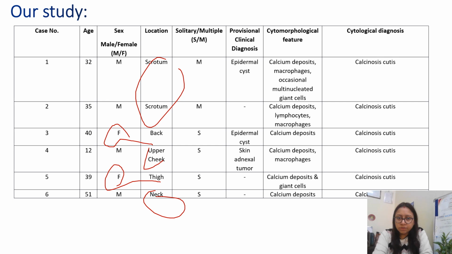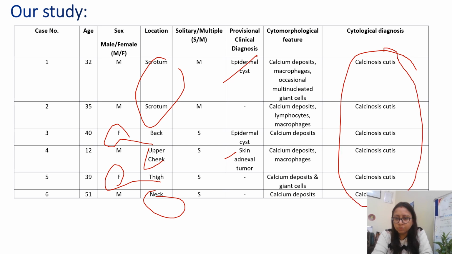So clinical diagnosis you can see, in some cases epidermal cyst was made, in some skin and neck cell tumor was made. So cytological diagnosis is, in all cases, calcinosis cutis. So see how efficient FNA diagnosis is in all these cases. We need not do the biopsy also.